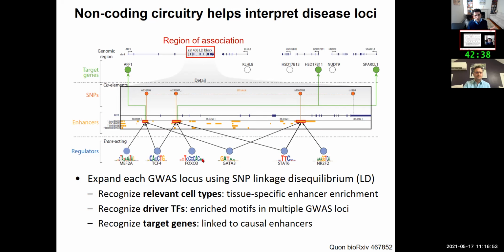Then we would like to know who are the upstream regulators that are responsible for the circuitry of these regions, from the regulator to the enhancer in the specific cell type, and then ultimately, what are the target genes downstream of these associations? So we basically develop methods that do that systematically across the entire human genome, across thousands and tens of thousands of SNPs, to start understanding that circuitry. And then when we understand the circuitry, we can start manipulating the circuitry.